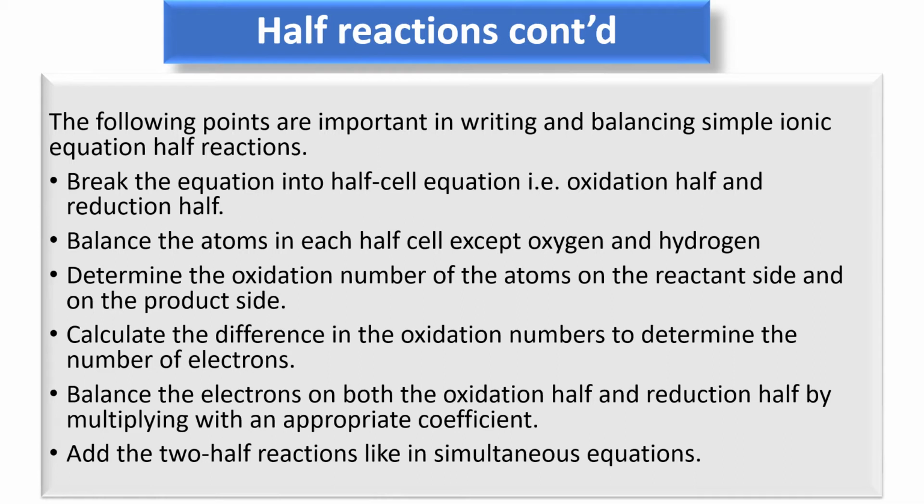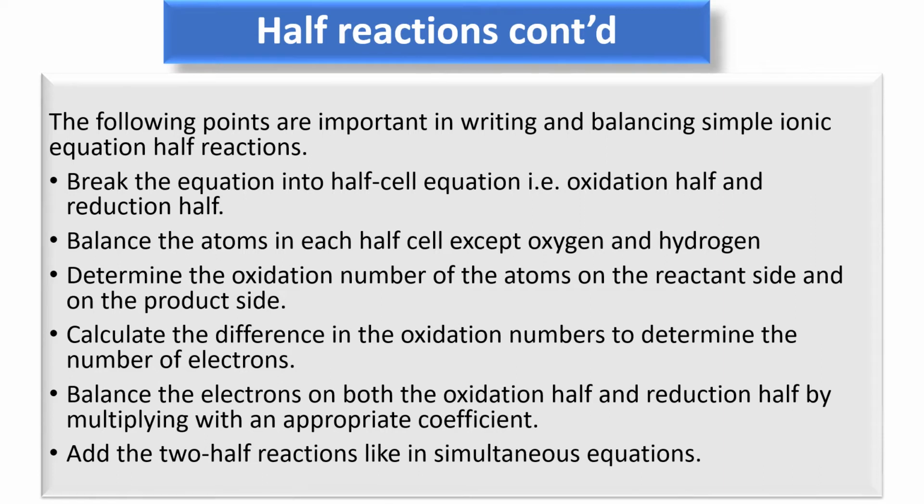After you must have done that, then you move to the fourth stage. What is the fourth stage? The fourth stage is that you will calculate the difference in oxidation number to determine the number of electrons. So you see what is the oxidation number of this particular atom at the product side, what is the oxidation number at the reactant side. Look for the difference in oxidation number, and that will tell you the number of electrons that is gained or that is lost. You will get to understand that when we get to the next slide.